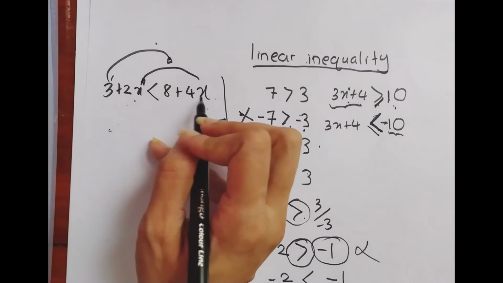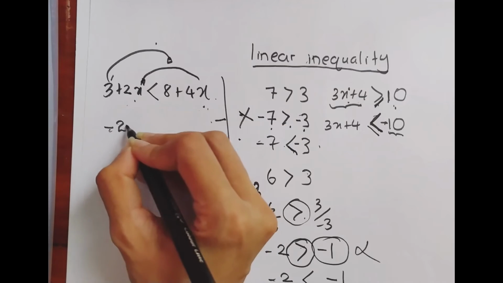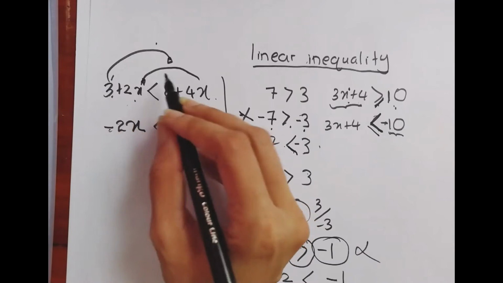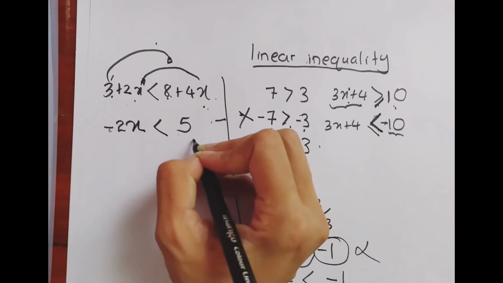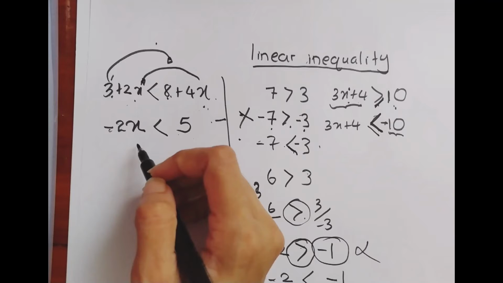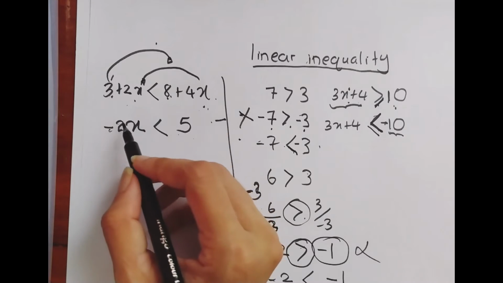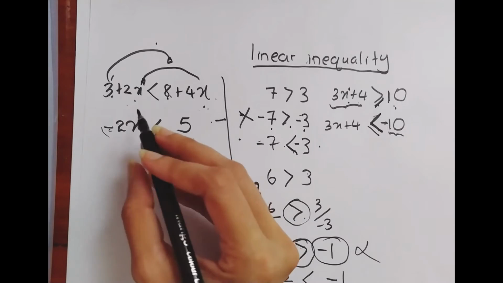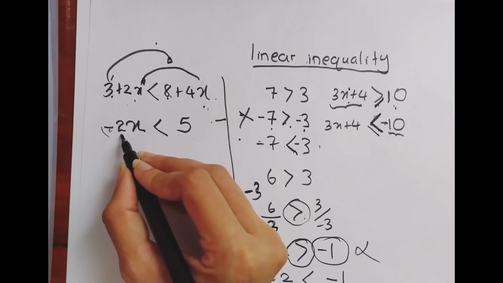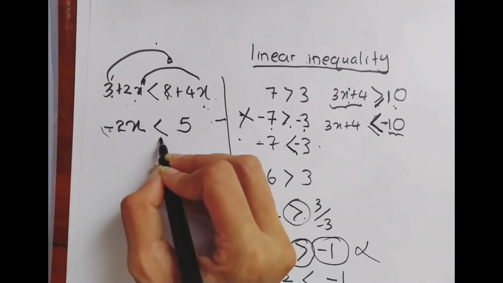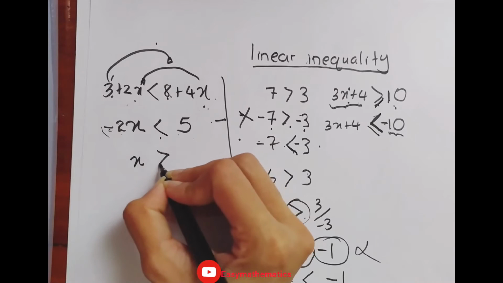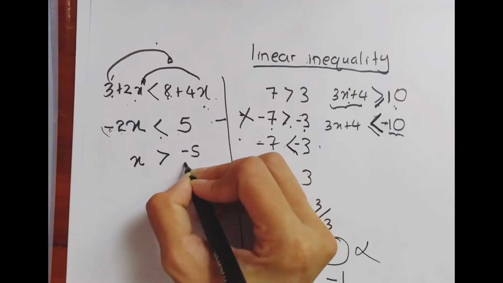So from 2x, if you subtract 4x, it will be minus 2x, less than, if you subtract 3 from 8, it is 5. 8 minus 3 is 5. Now you want x. So this is minus 2, so you have to divide both sides by minus 2. When you are dividing by minus 2, you have to change the sign also. So then x is greater than minus 5 over 2.